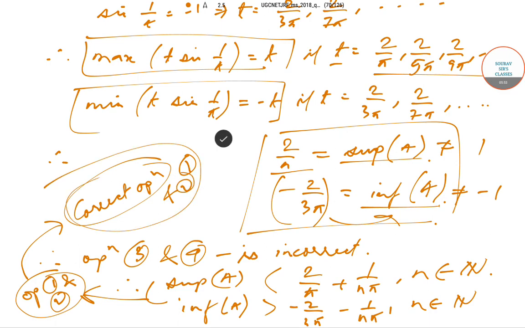So today we have solved question number 64 from the CSIR UGC NET question paper of June 2018. We will be solving the next questions in the subsequent videos.